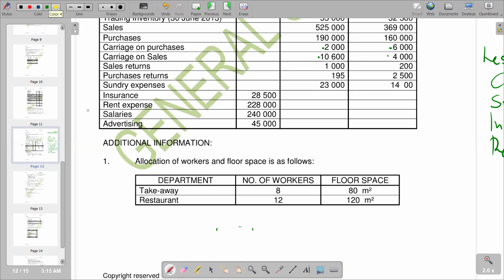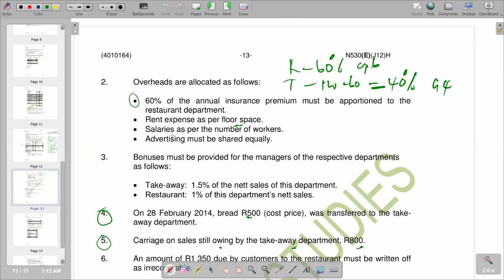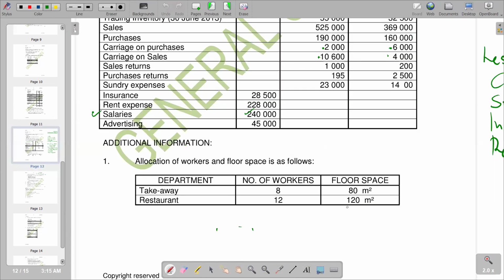So we can just come here. We've got our salaries, which is 240,000. We also need to know how we're going to apportion that. We come here. Our salaries are as per the number of workers. So we go there and try to find out about number of workers. So given it is 8 with Cody, we're just going to say 8 plus Cody, and we're going to get your 20. So 20 is going to be your denominator.